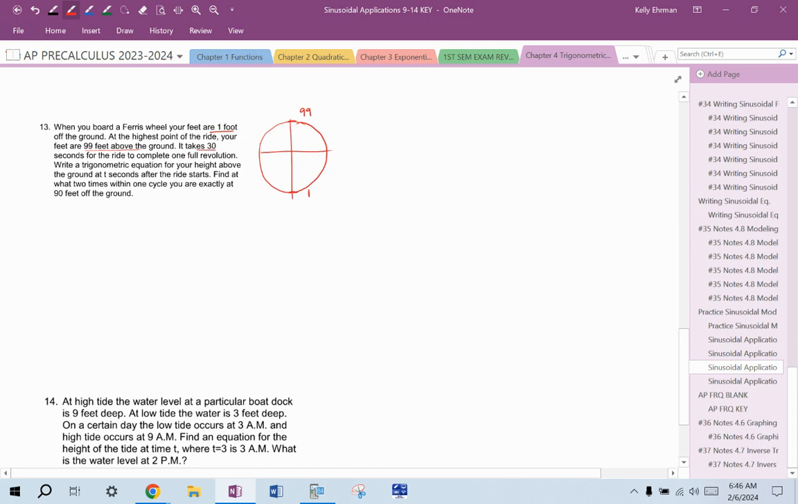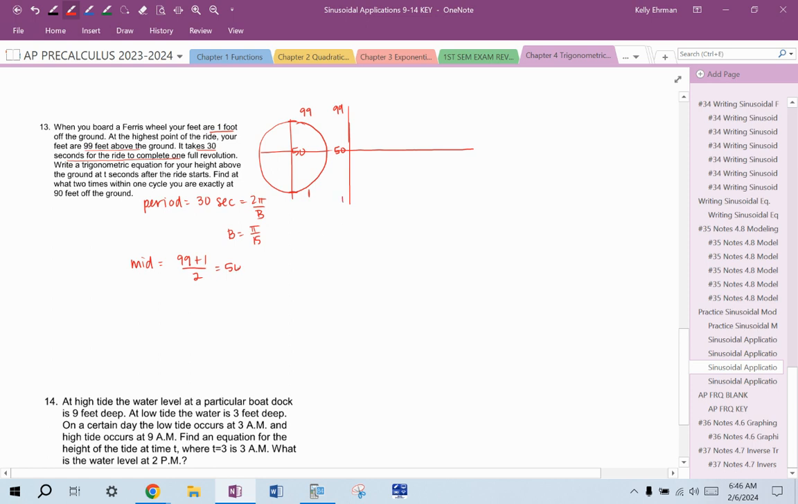It takes 30 seconds for the ride to complete 1 full revolution. That's the period. Period equals 30 seconds. And that's equal to 2 pi over b. So b is going to be 2 pi divided by 30, which is pi over 15. So we have that. We can also figure out the midline. The midline is 99 plus 1 over 2. So the midline is at 50. And then, just like we did in our notes, I'm going to draw this little sine graph. It's a little out of whack here, but 50, 99, and 1.